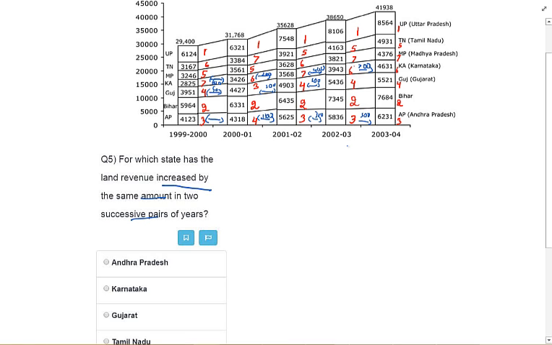Is this the exact number? And when you check, you will notice that the difference from here to here is 476, and it's the same difference from here to here. So Gujarat would be the answer. Again, it should not take you more than 50 seconds, 60 seconds maximum, and you should be able to do this. So the entire question should be solved in 5 minutes.